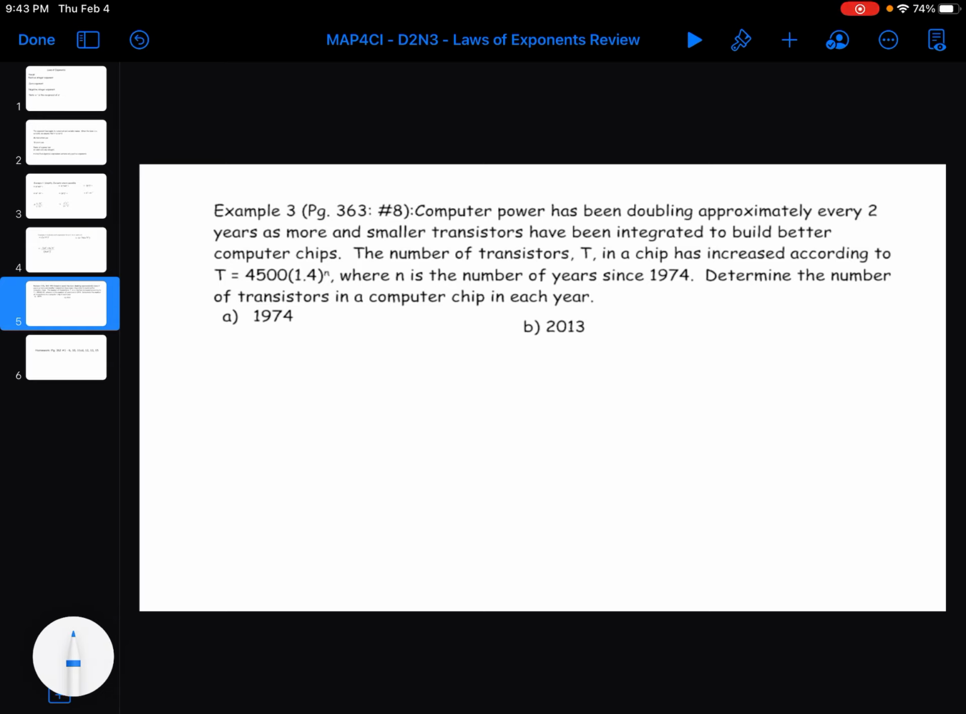Well, the first one says from 1974. Well, what that means is that n is 0, because from 1974, no years have passed to get to 1974. So we have a 0. So this is 4,500 times 1, because anything to the exponent 0 is 1, and we always have to do BEDMAS, so we're doing 1.4 to the 0. So in the year 1974, we had 4,500 transistors.